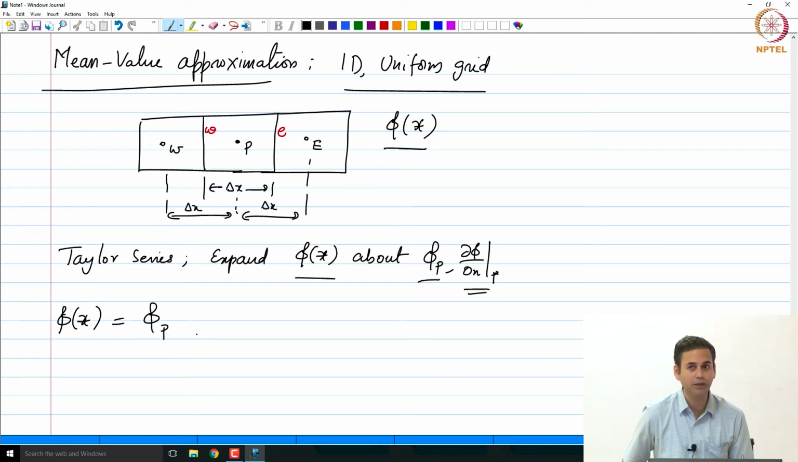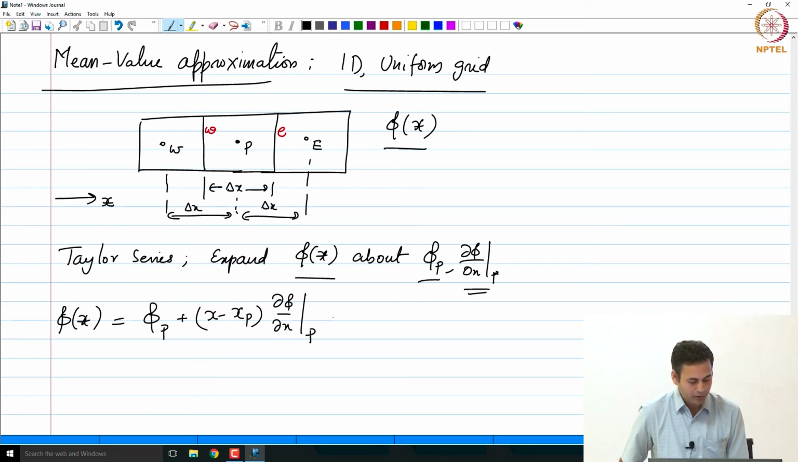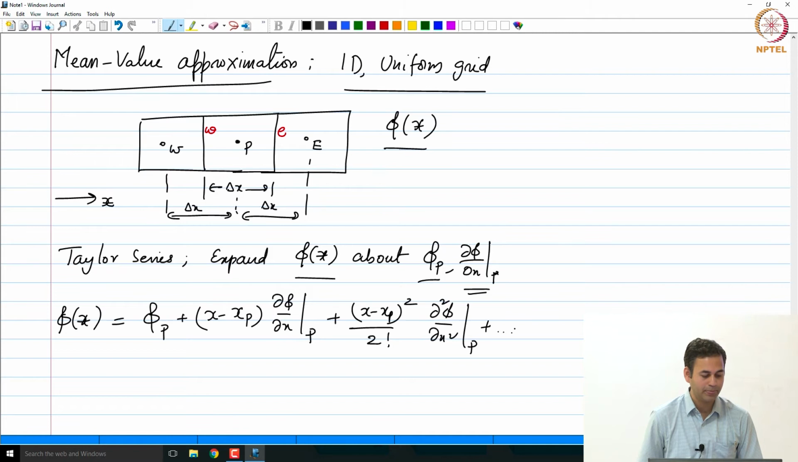That would be phi p, plus at any location, let us say x, that would be delta x, that would be x minus x p. If it is going to the positive x side, you would have positive delta x. If you are going to the negative x side, you will have minus automatically taken care of, times partial phi partial x evaluated at p, plus (x minus x p) whole square by 2 factorial, partial square phi by partial x square evaluated at p, and so on. That is our Taylor series expansion for variable phi of x about phi p, about the cell centered value.